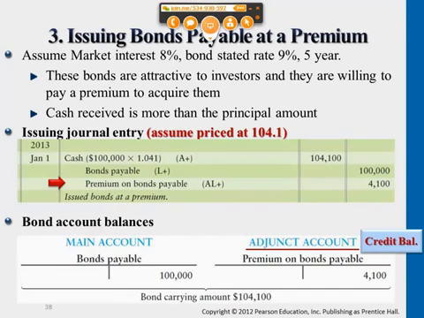So 104.1 is the quoted percentage of the face value. If it's 100, that means 100% of face value. If it's 104.1, that means 104.1% of $100,000. So that's why we multiply $100,000 by 1.041. So think of it as a percentage. Okay?